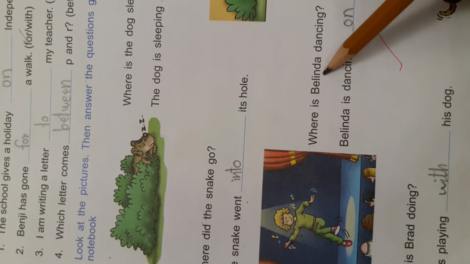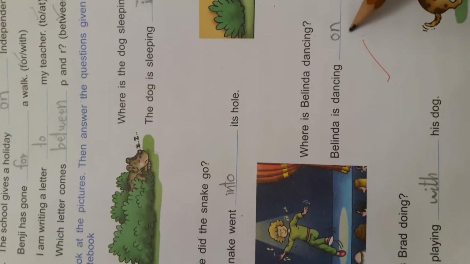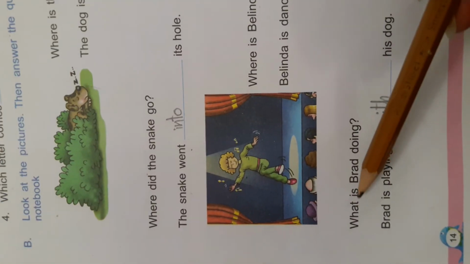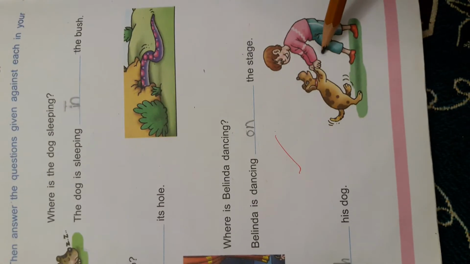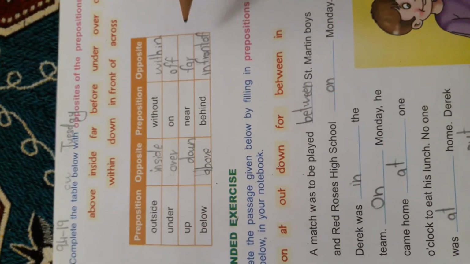Where is Blender dancing? Blender is dancing on the stage. What is Brad doing? Look at the picture. Brad is playing with his dog. With. Okay, to the next page.